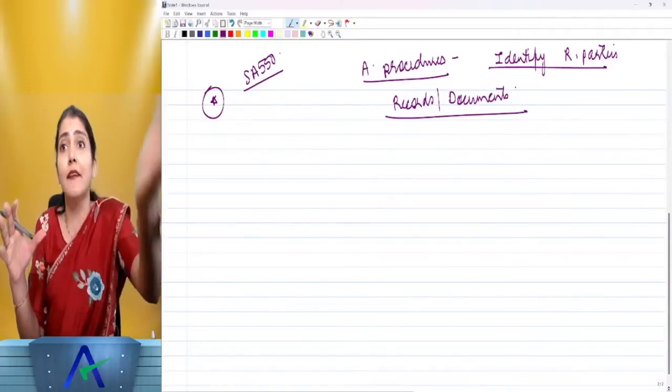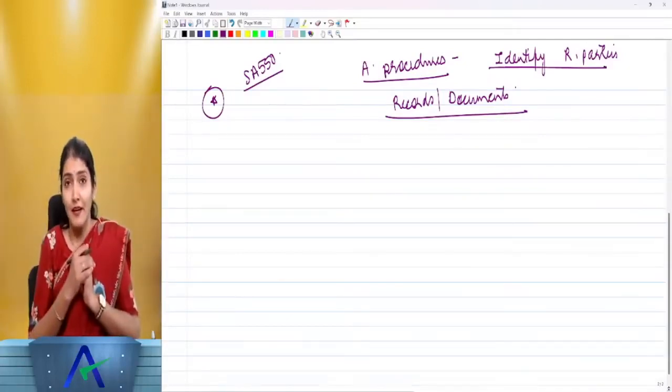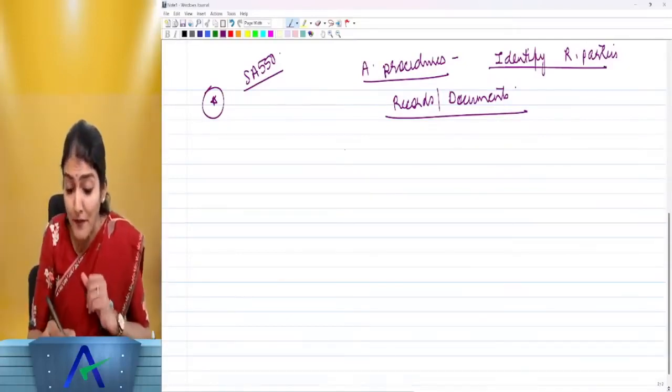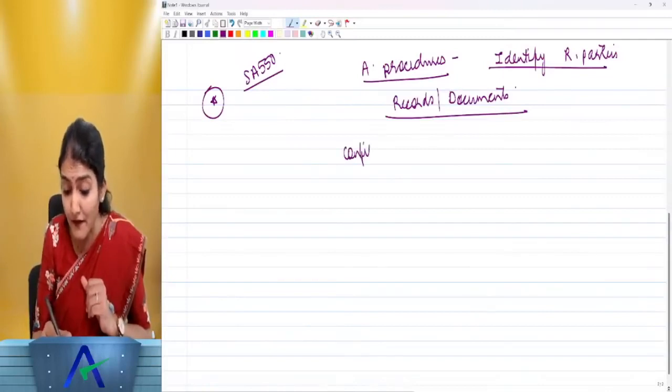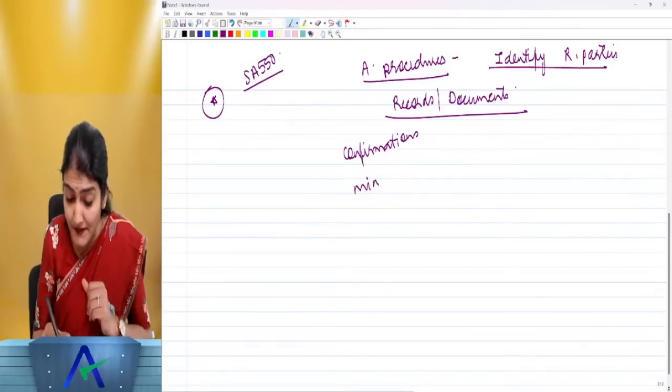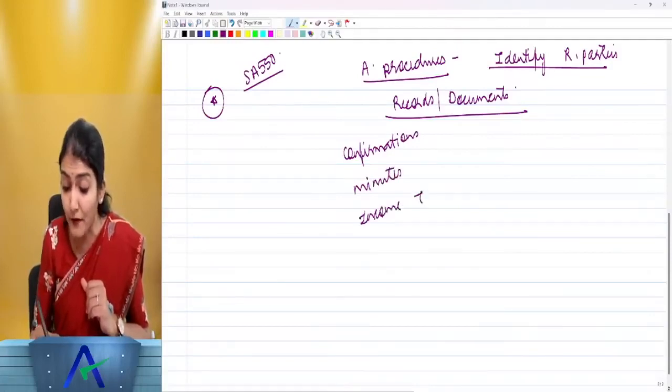Yes, you obtain the confirmations from the bank, lawyers, and third parties. Then also you look into the minutes of the meeting. Then you also look into the income tax return, because of income tax section 40A(2)(b) and the payments to specified persons, right?